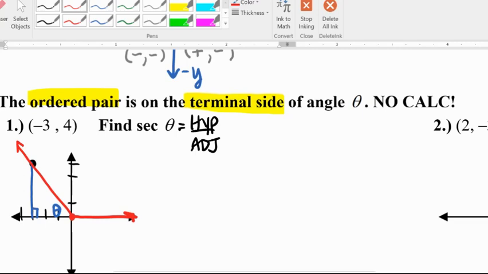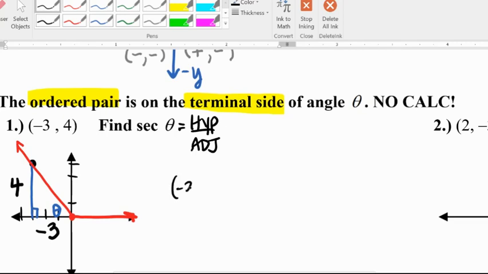All right, so I'm going to fill in the side lengths for my horizontal distance, which is the leg that went left 3, so that value is -3. I also know that I went up 4, so that value is +4. And my job is to find the hypotenuse, so I can do hypotenuse over adjacent.